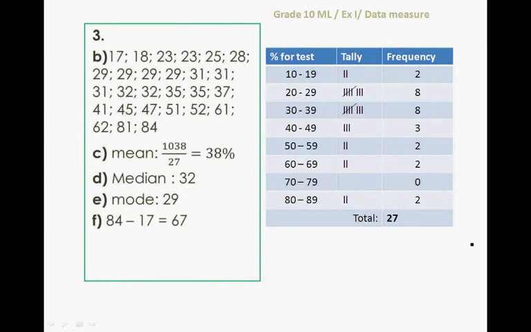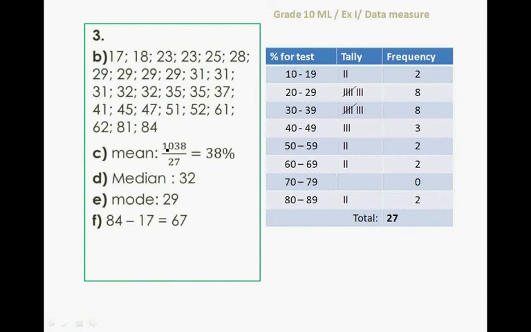Okay, the next one. For the test between 10 and 19, there were 2. Between 20 and 29, there were 8. Between 30 and 39, there were 8. Between 40 and 49, there were 3. Between 50 and 59, there were 2. Between 60 and 69, 2. And between 80 and 89, 2. These are the data from smallest to biggest.